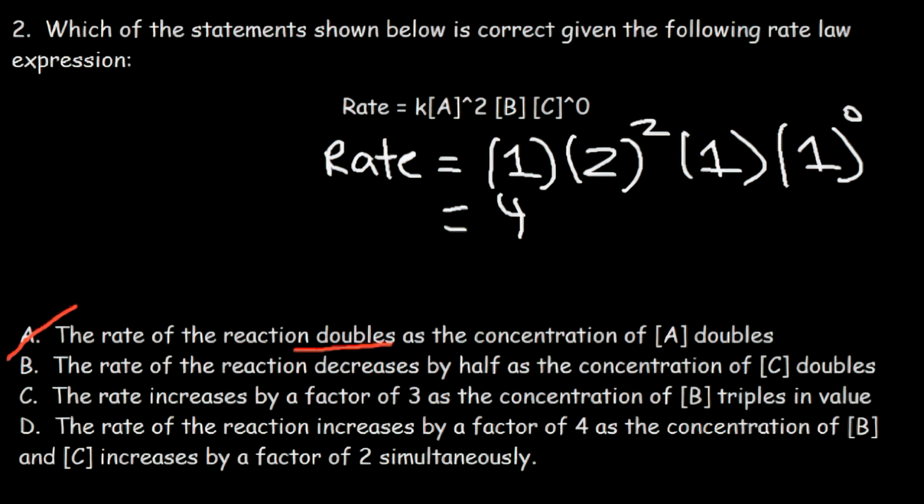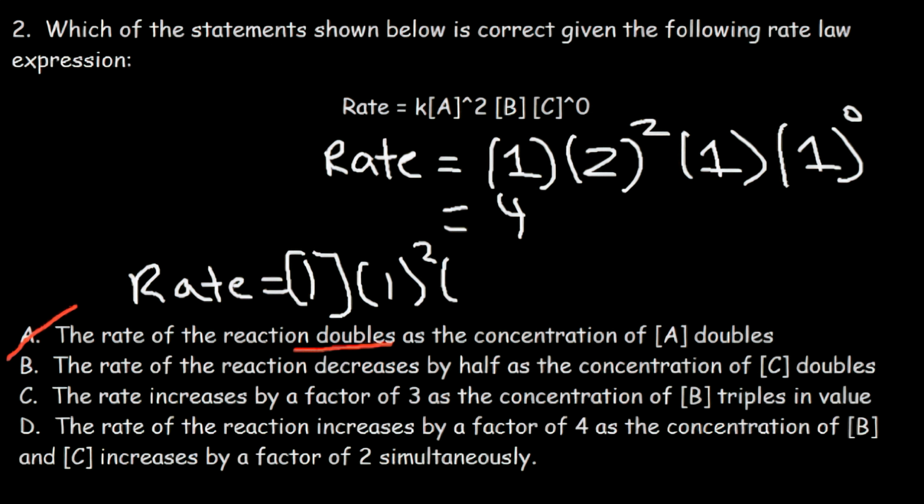B, the rate of the reaction decreases by half as the concentration of C doubles. True or false? Well, let's find out. So rate is going to equal K. We're going to put a 1 for K. A is going to be 1. B is 1 as well. And for C, we're going to plug in 2, but it's raised to the 0 power. Anything raised to the 0 power is 1. So if the rate is equal to 1, that means that it doesn't change. It remains the same. So B is eliminated.